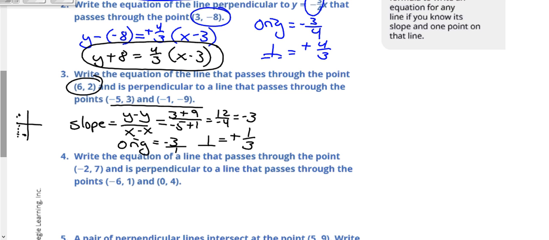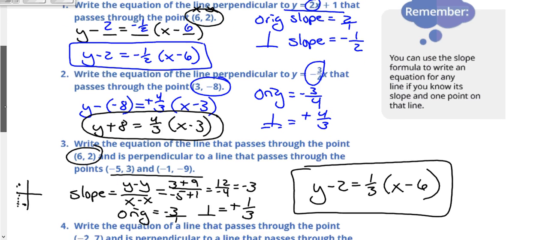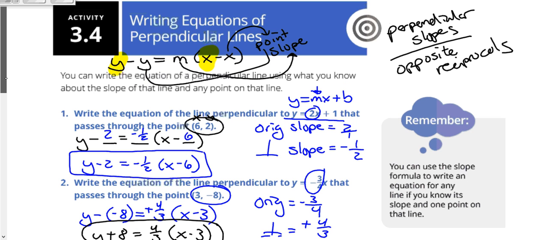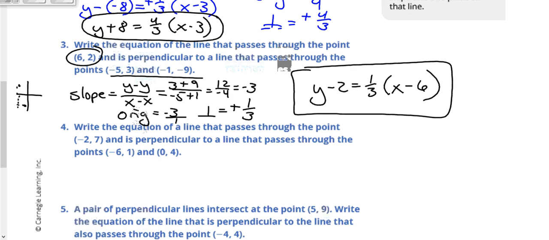Now we have our point, 6, 2. So I'm just going to write it out here. y minus 2 is equal to 1/3 times x minus 6. Okay, biggest mistake that students make is they forget that the formula is y minus y1 is equal to m times x minus x1 for the point-slope. Okay, and they tend to drop the negatives or forget about the negatives.